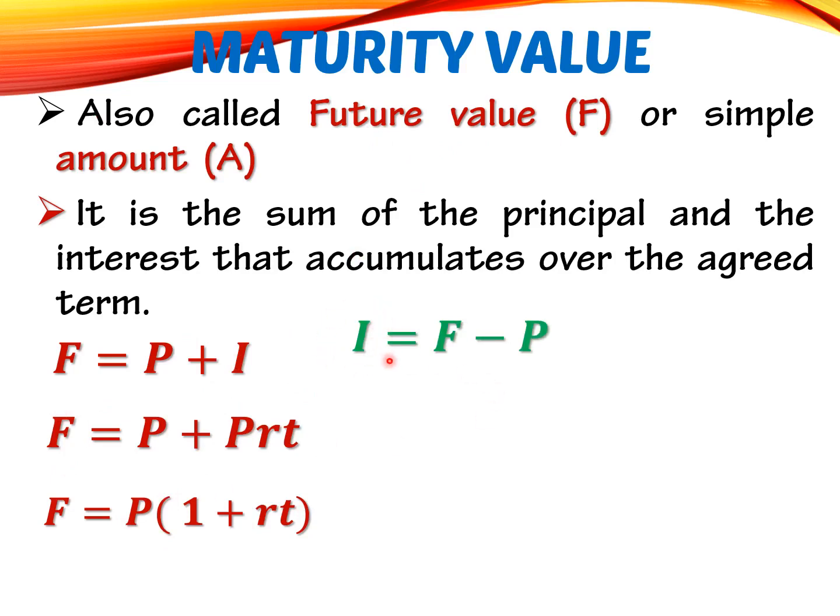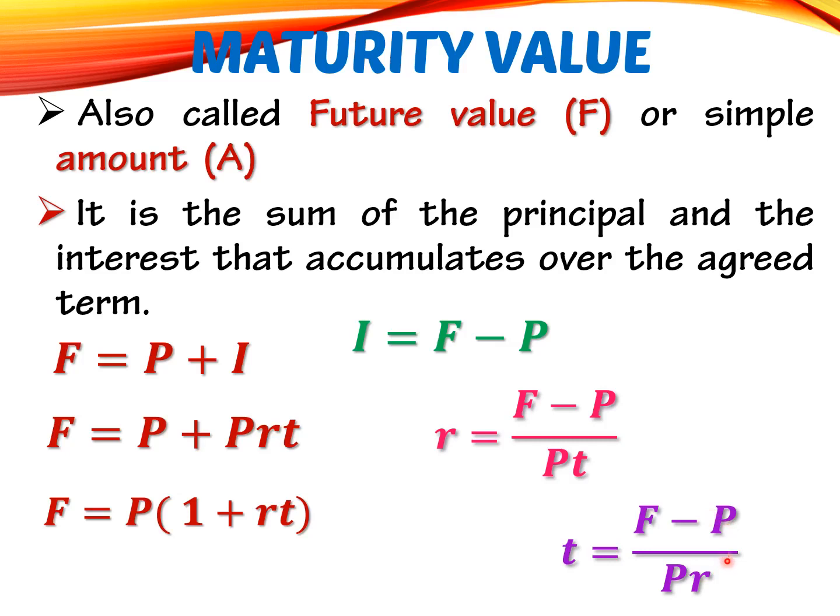Now, you can also use this formula if you are asked to find the interest. So, interest is simply the future value minus the principal. So, galing siya dito sa formula na to, dinerive lang natin. And then, if you are looking for the rate, using this formula, we derive the formula for the rate. So you will have here the future amount or the maturity value minus the principal divided by principal times time. And if you're looking for time, ito naman yung formula natin. So maturity value minus principal divided by principal times rate.